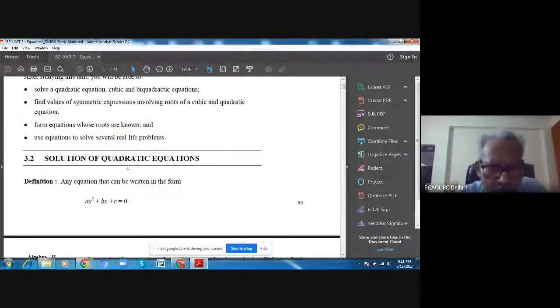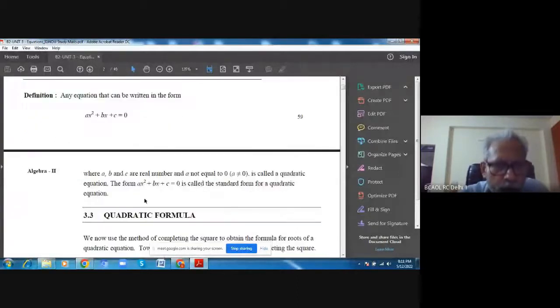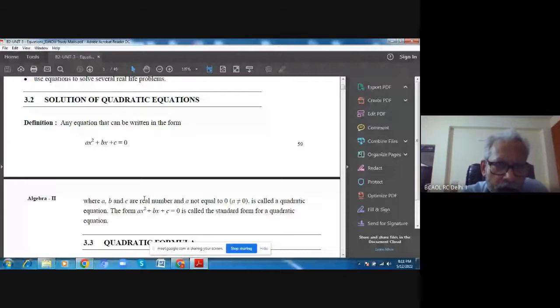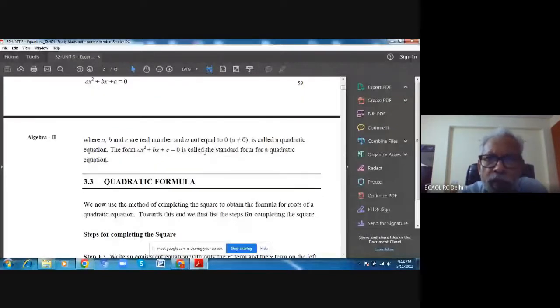That is a quadratic equation. That is important: ax square plus bx plus c. That is a quadratic equation. And here you have to derive the value. So just remember this thing. Then I will try to explain the value of x, how they derive all these things. The form ax square plus bx plus c is called the standard form of quadratic equations.